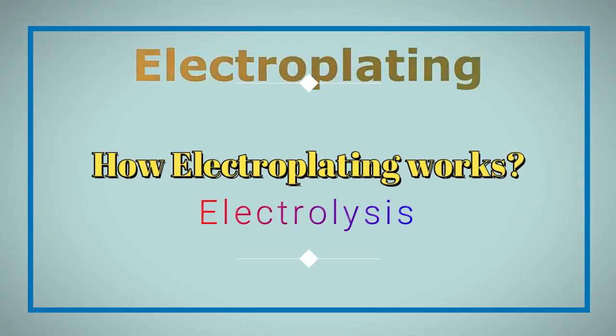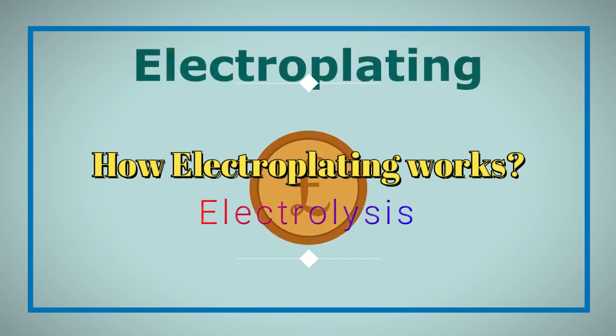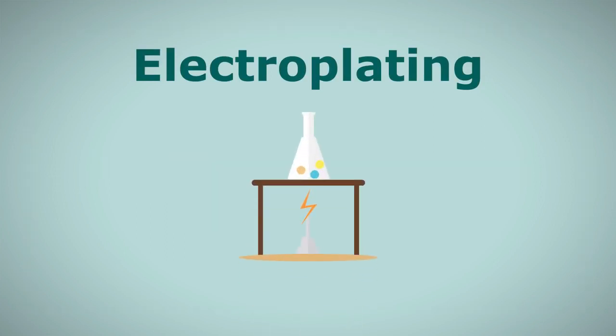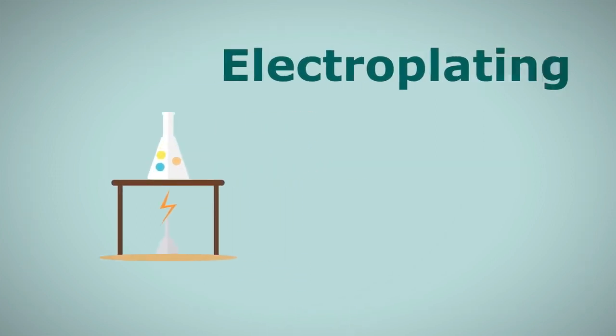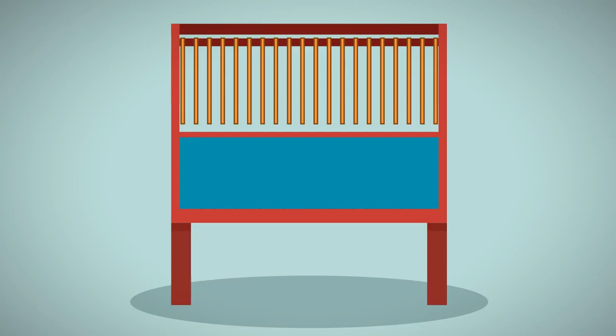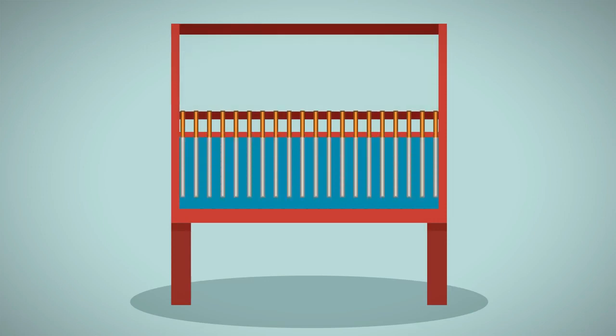In this video, we're going to learn about electroplating. Electroplating is the process of coating one metal object with another. It works by electrolysis, which is when electricity is used to drive a chemical reaction. We're going to look at why you would want to electroplate, how it works, and various conditions that need to be considered. So why would we want to do electroplating?